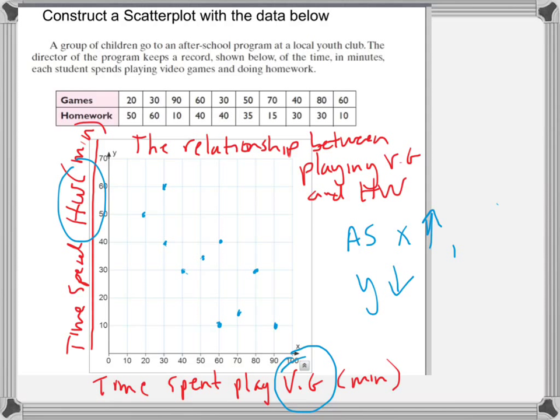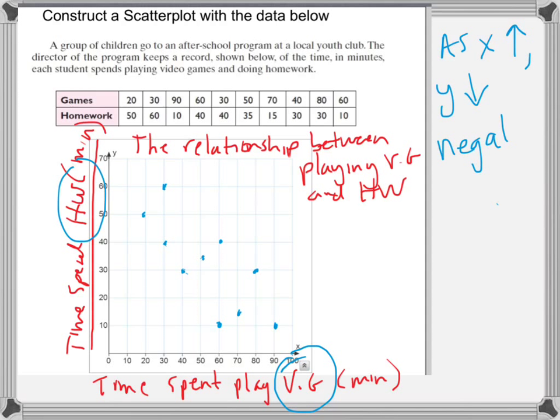Okay, so make sure to write that in your notes. That's what this is showing. And in this case, if this is the situation, as x goes up, y goes down, this is called a negative correlation or negative association.